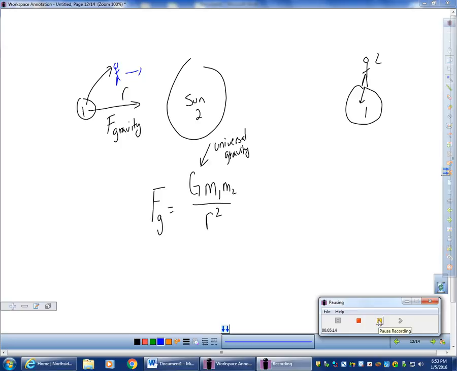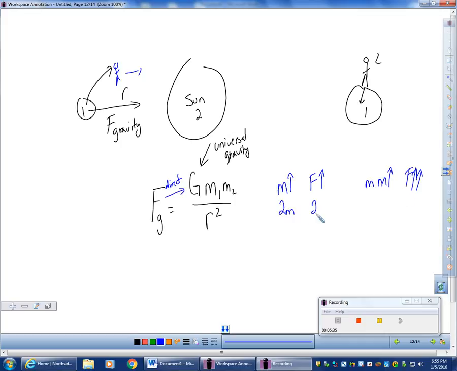Again, let's look at those relationships. Here, on top, we have a direct relationship. Because it's a direct relationship, if my mass increases, my force is going to increase. And if both of my masses increase, then my force would increase by that much. So if I double my mass, then I double my force. If I double two masses, then I'd quadruple my force. Tripled my mass, triple my force. Triple times triple will give me 9 times.